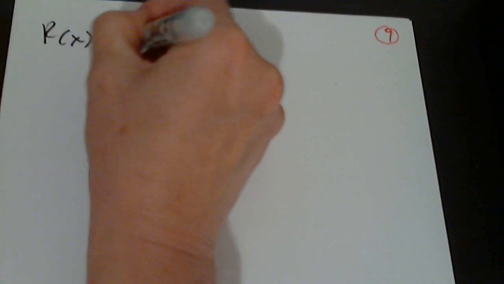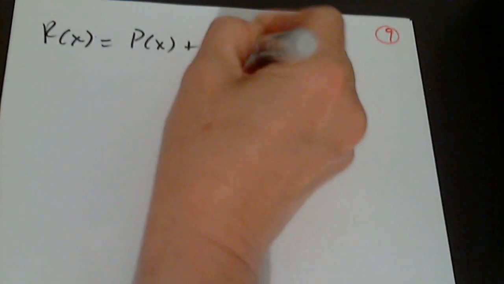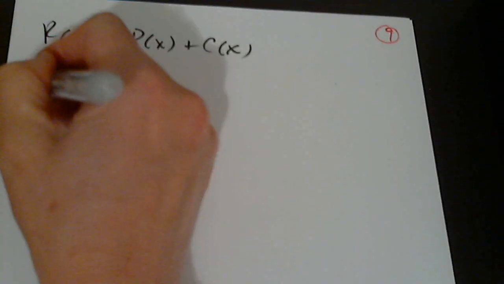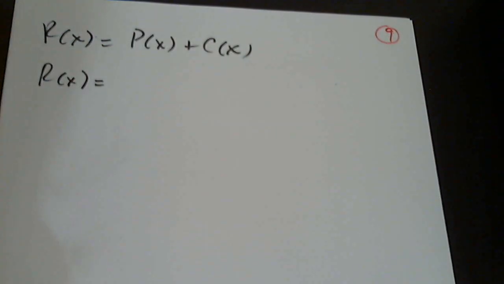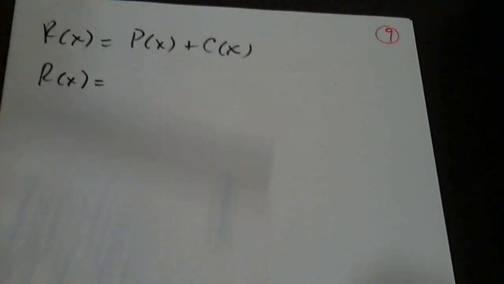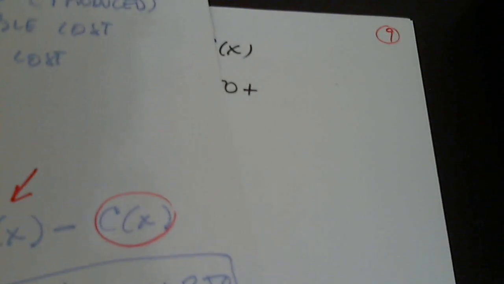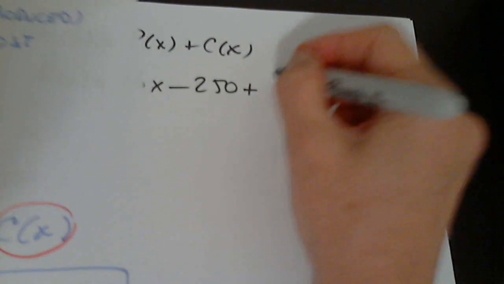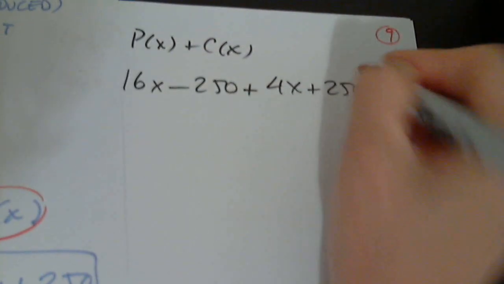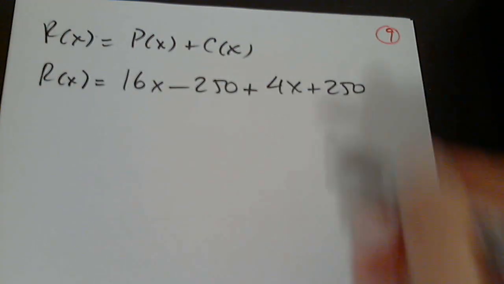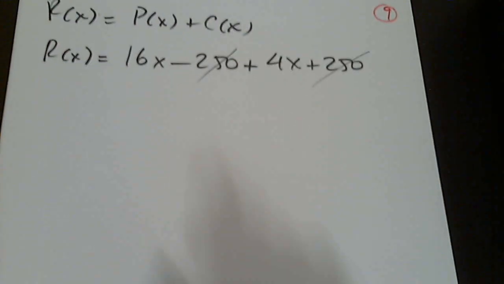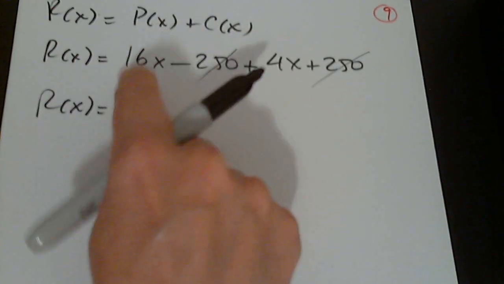So on my page 9, revenue equals profit plus total cost. So the revenue function that we will determine is profit. We have it. He's giving us 16x minus 250 plus the cost function, which is 4x plus 250. Of course, these two go away. So the revenue is 20x.